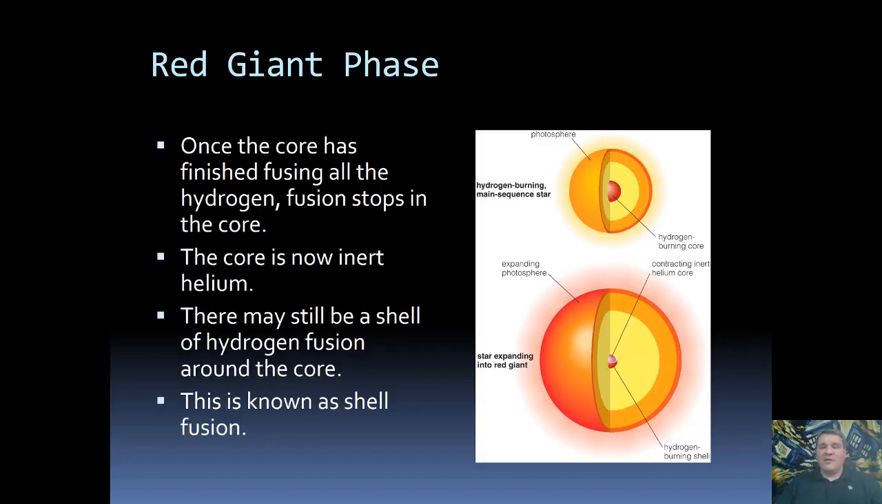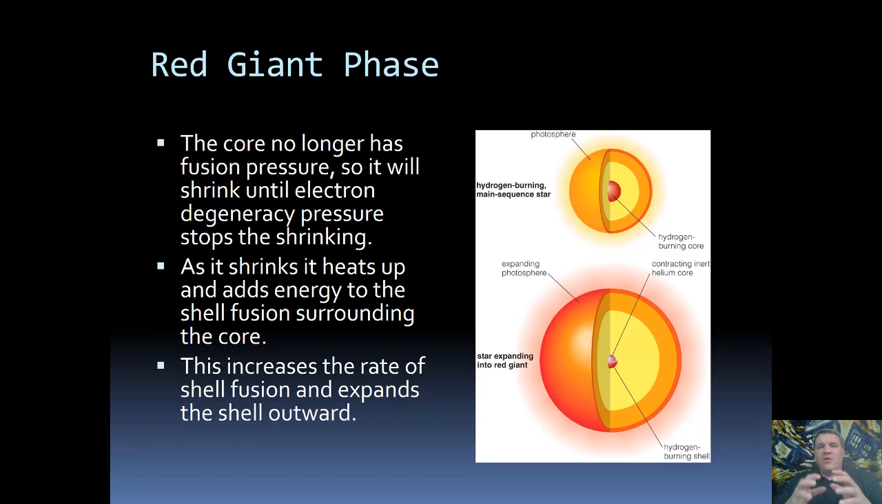Once the core has used up all of the hydrogen, the fusion in the core is going to end. The core has now been converted from hydrogen completely into helium. There's no hydrogen remaining in the core. However, there can still be a shell of hydrogen fusion surrounding that core. This, where we have a shell of fusion, is known as shell fusion. When the core no longer has fusion pressure, so that fusion pushing back out goes away, the core is going to begin to shrink. Gravity is going to win.